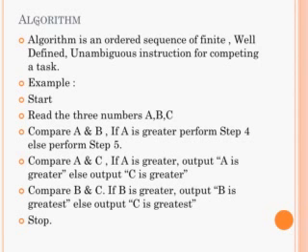First, algorithm is an ordered sequence of finite steps. So our algorithm should be in a proper order. Then it should be in a finite state. That means after some time it should end. Then we have unambiguous. What is meant by unambiguous? It should provide only one meaning.